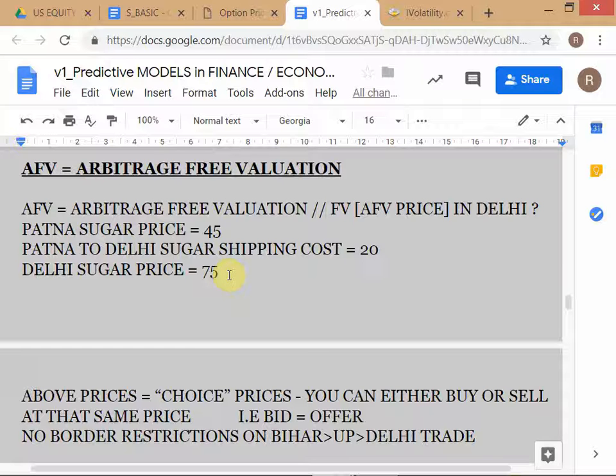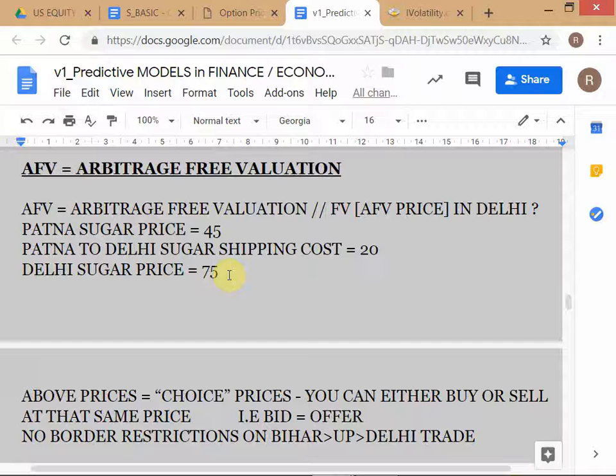So if the market maker is quoting you a dollar Swiss price of 1.2710, he will say CH for choice. A choice price means both bid and offer are equal, so you can either sell at that price or buy at that price. So these are all choice prices: 75, 45, 20.